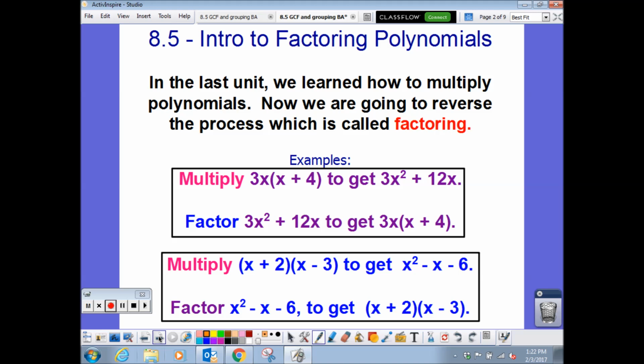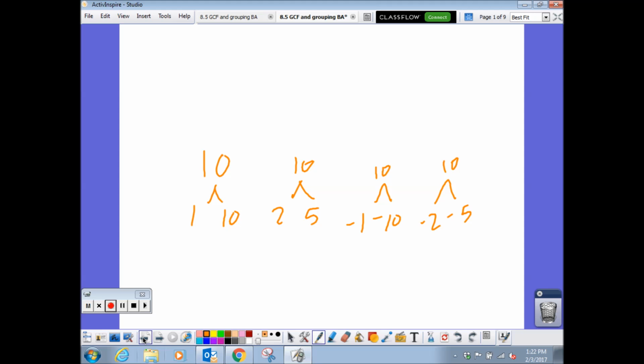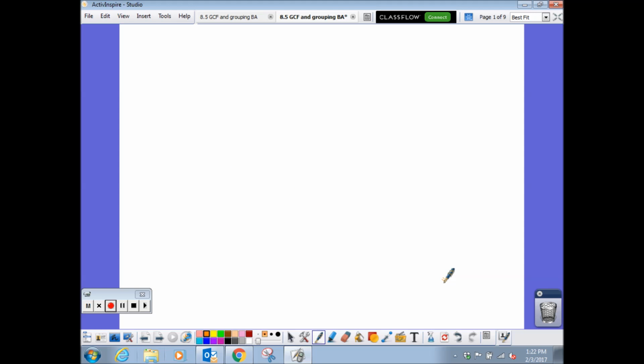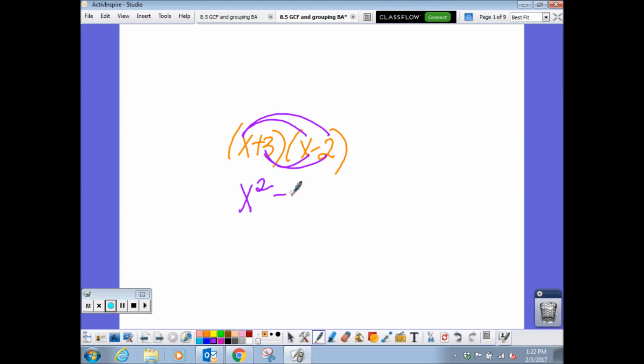So basically we are trying to figure out what was multiplied together to get a polynomial. So for example, on the last test, y'all maybe had x plus 3 times x minus 2. Well, if I FOIL this, I'm just going to give y'all what the final answer would be here. It would be x squared plus x minus 6. If I FOIL that, that is what I get.